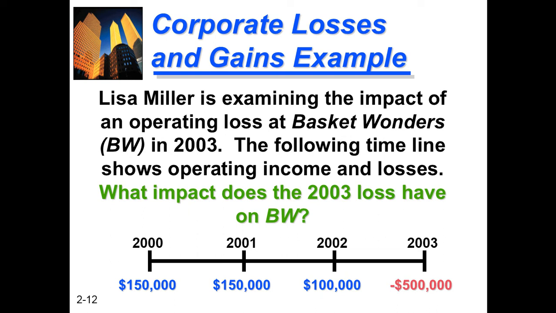Let's start with the timeline. In the year 2000, BW earned 1,50,000. In 2001, the BW Corporation earned 1,50,000. In 2002, the business earned 1 lakh rupees. But in 2003, the business had a loss of 5 lakh rupees.